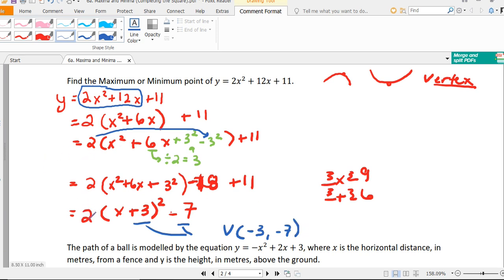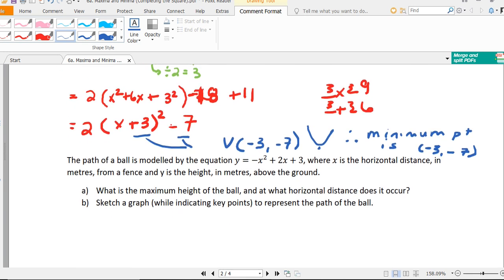And because this is positive, that means it's opening up. So the a value, the 2, is positive. Therefore, the minimum point is negative 3, negative 7. Okay? Alright, let's keep going.